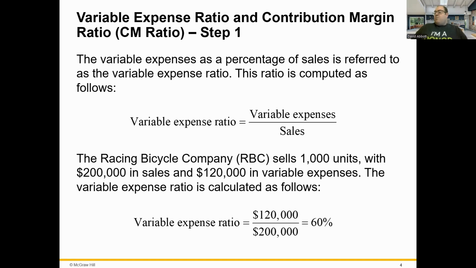So now the contribution margin, CM ratio, and variable expense ratio. Variable expenses as a percentage of sales are referred to as the variable expense ratio. And so in our example here, we see that the racing bike company, or RBC, sells 1,000 units with 200,000 in sales and 120,000 of variable expenses. And so for the variable expense ratio, we would take 120,000 divided by 200,000, or 60%.